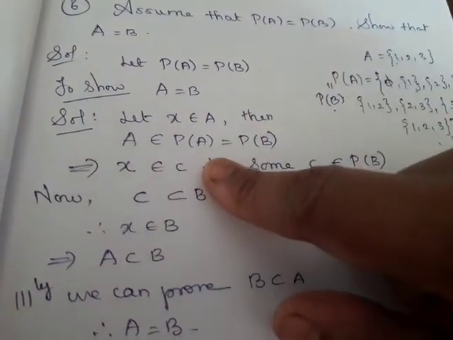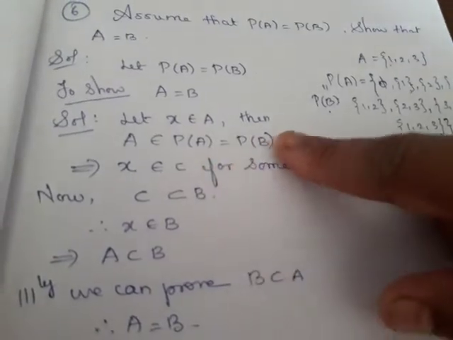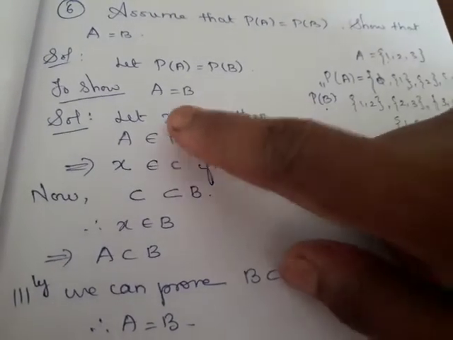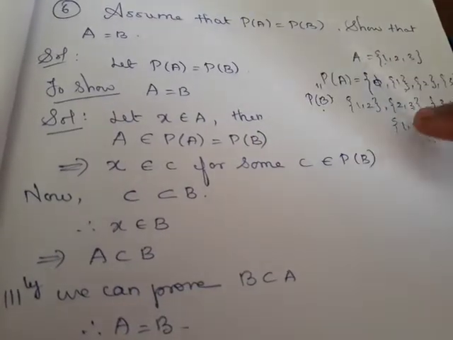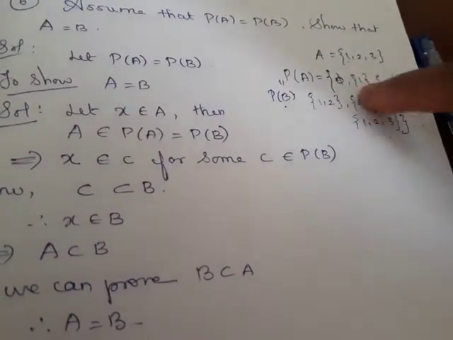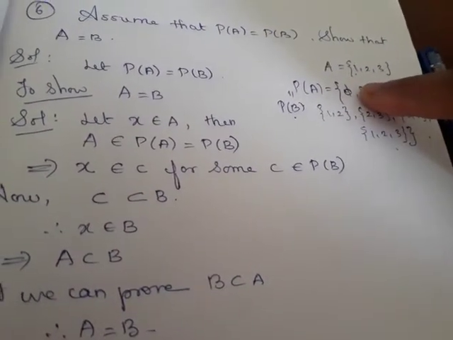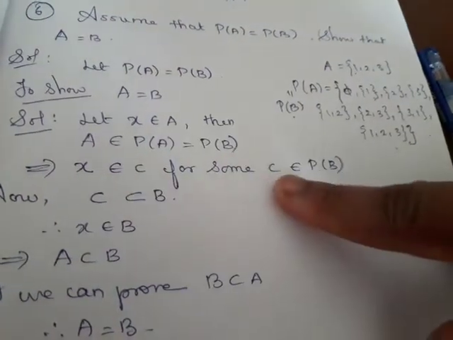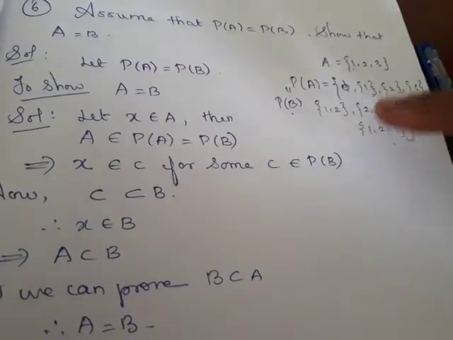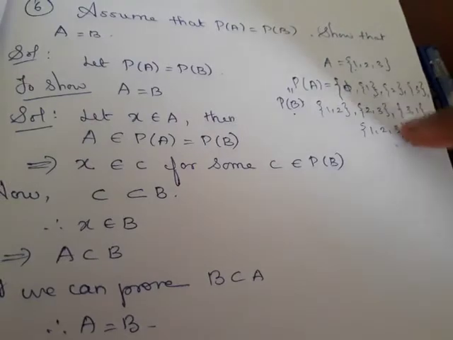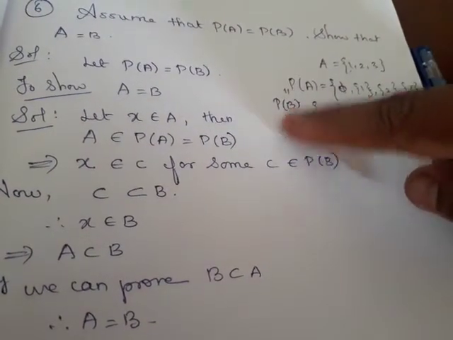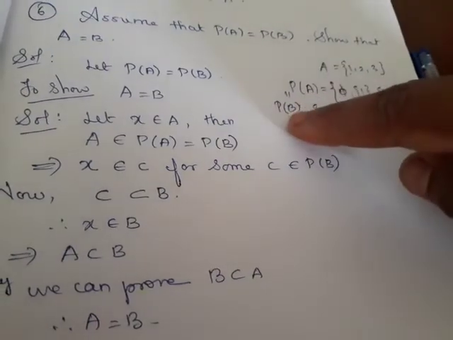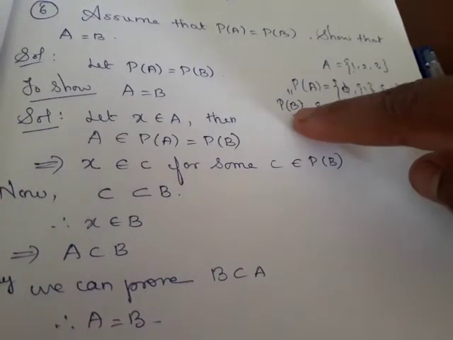Therefore A belongs to P of A, but P of A is the same as P of B. Now since X belongs to A, that particular X belongs to some set in the power set, right? So X belongs to C for some C belonging to P of A. When we talk about elements of a power set, each one is an element of that power set, but when we compare that with the set itself, it becomes a subset.